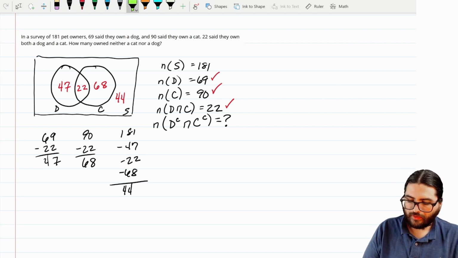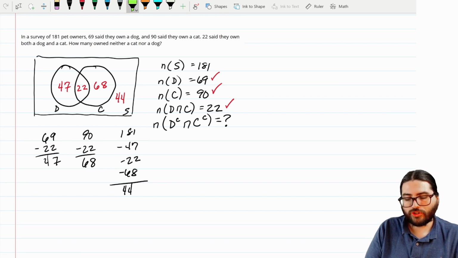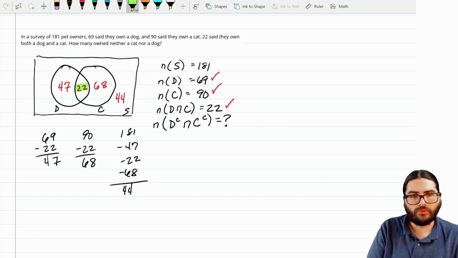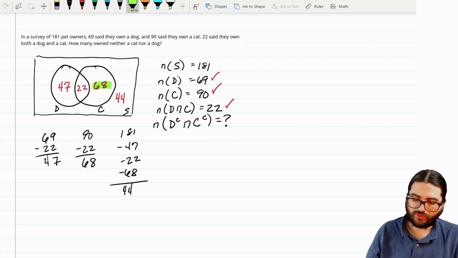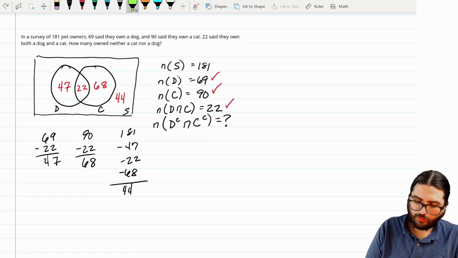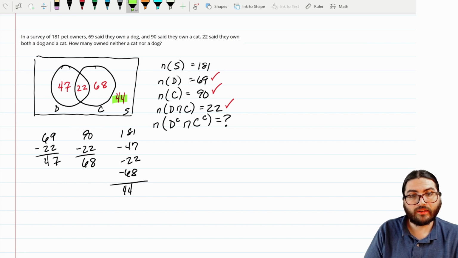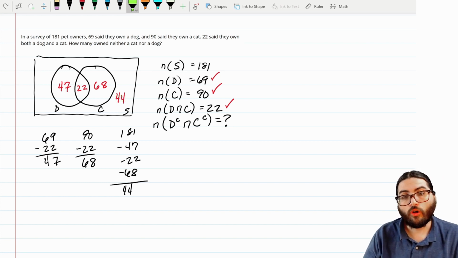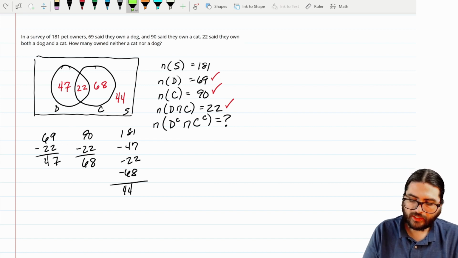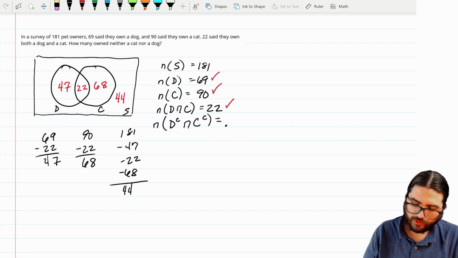So let's debrief. The number of people who own a dog but not a cat is 47. The number of people who own both a cat and a dog is 22. The number of people who own a cat but not a dog is 68. And the number of people who own neither a cat nor a dog is 44. If I added all four of these numbers together, it should be exactly 181.